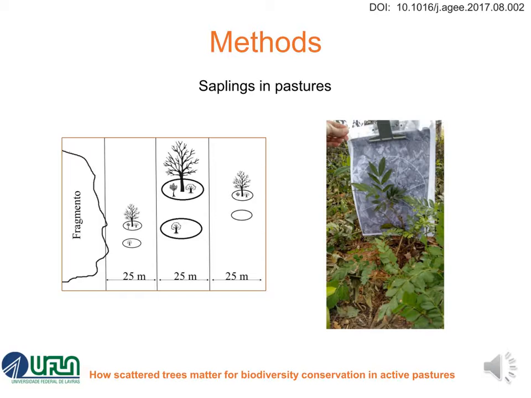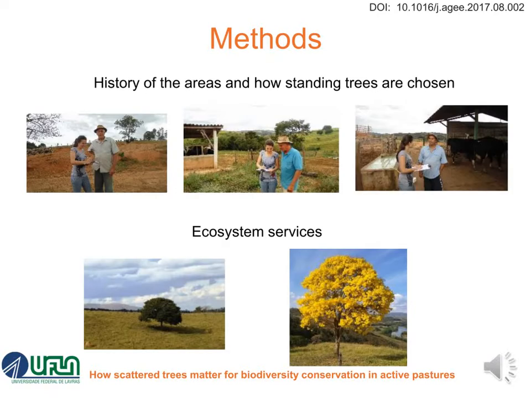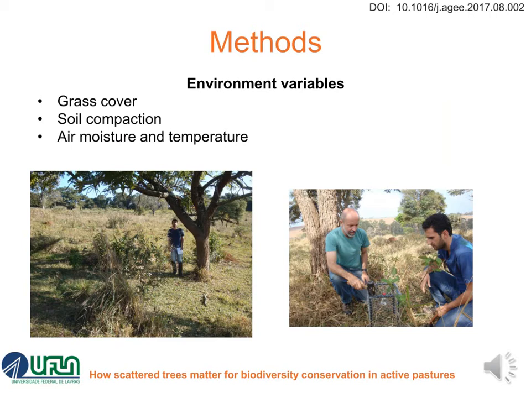We sampled saplings in plots with scattered trees and in plots without those trees at increasing distances from the forest edges. We interviewed landowners, trying to understand how they choose the standing trees during forest clearing, and if those people realize any ecosystem service provided by those trees. We also evaluated the effect of the grass cover on the saplings and the effect of the scattered trees on soil compaction, air temperature, and air moisture and their combined effect on the saplings.